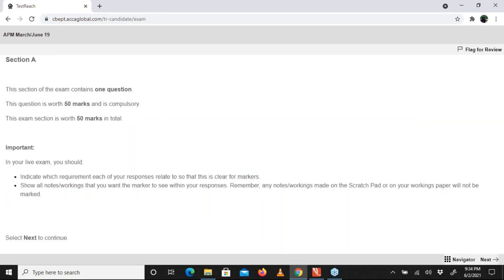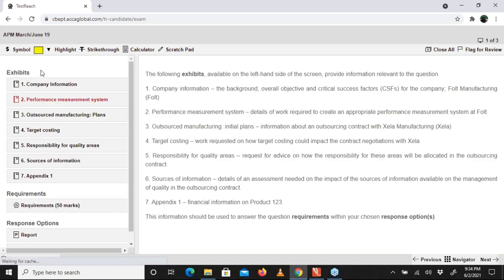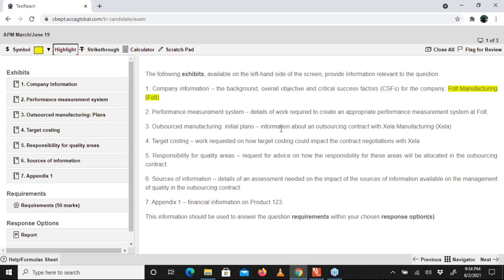Okay, so March June 2019, question number 1. The name of this question is Fault Manufacturing. Let's come on to this question. I've also shared this handout with people on the relevant WhatsApp group, so you have to join that also. You have to access that question from the WhatsApp group also.